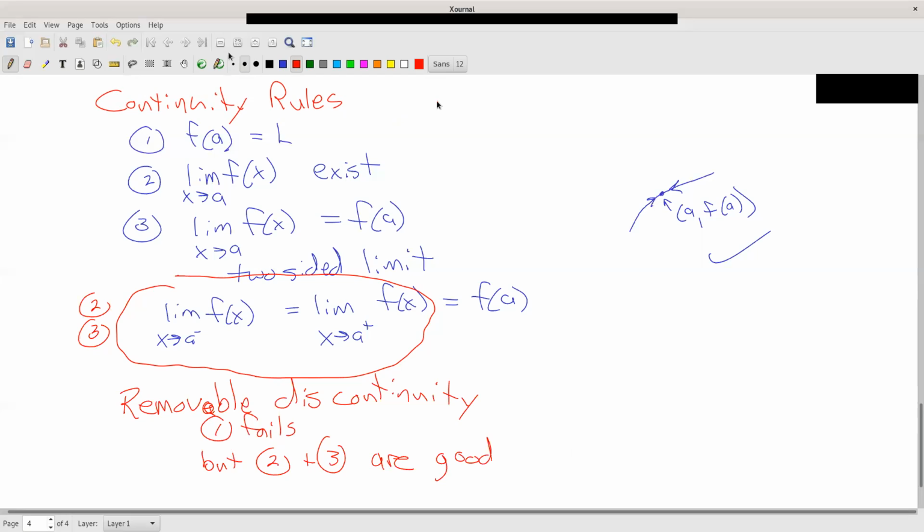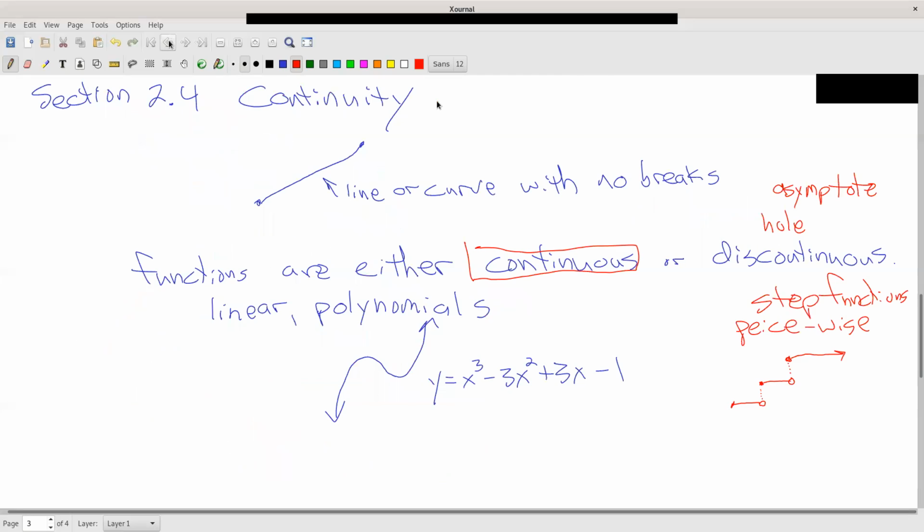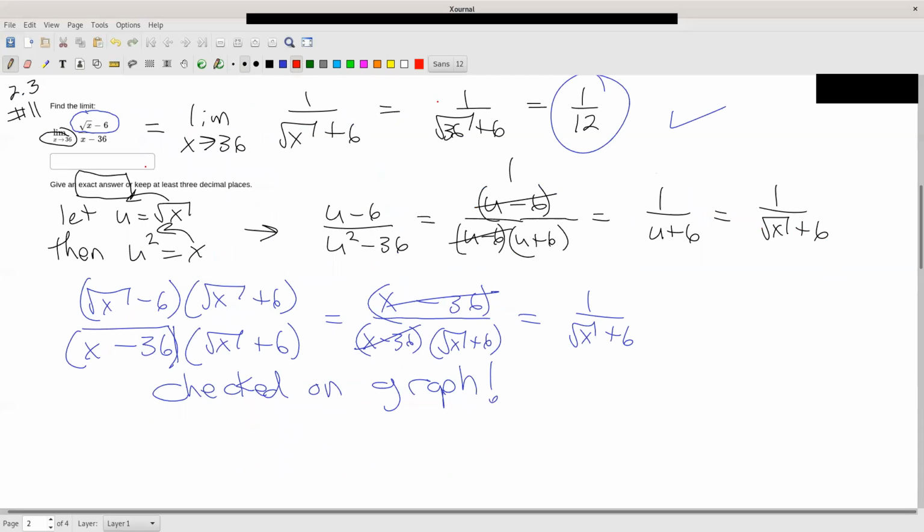So in the previous section, we had a homework problem. This one right here: if we look at this function, f of x equals square root of x minus 6 over x minus 36, it looks nice and smooth, but at the point where x equals 36, it had no y value. Y did not exist. But the limit did exist, so I can plug that hole with the limit.